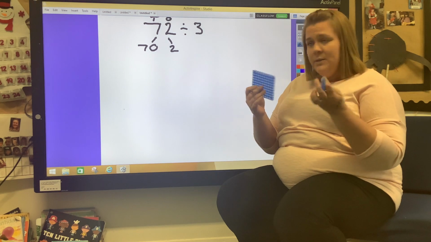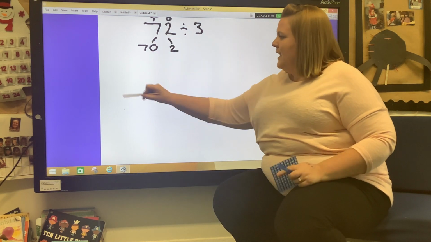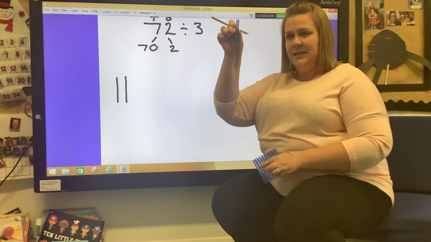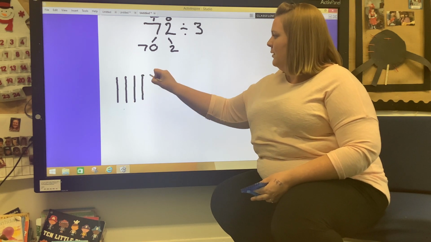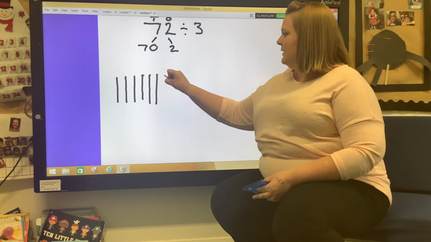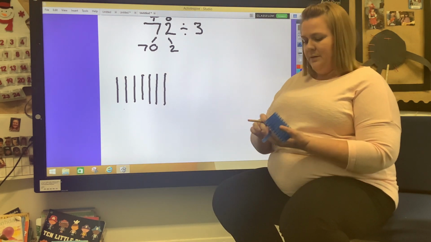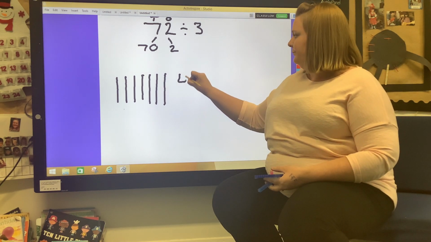We're then going to record it using the Deans. So my 70 part of the number is 7 10s. I'm going to record that by drawing the 10 sticks. That's these 10 sticks. I have 7 of those: 4, 5, 6, 7. And I have 2 1s. So I'm going to record those 1 pieces by just drawing little squares.